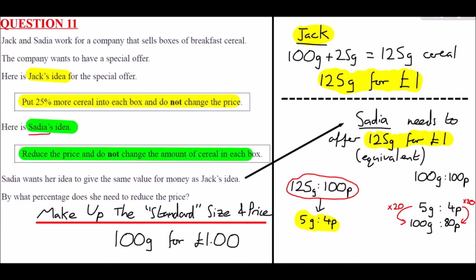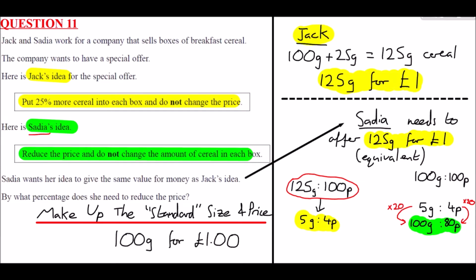So one way of doing this would be to keep the price as a pound, like Jack. There's a ratio building up, that would be 125 grams for 100p, a pound, or doing it in Sadia's way, where we keep the weight, the mass of the cereal the same. It's the same as offering 100 grams for a reduced price of 80p. So Sadia needs to reduce the price from 100p to 80p.